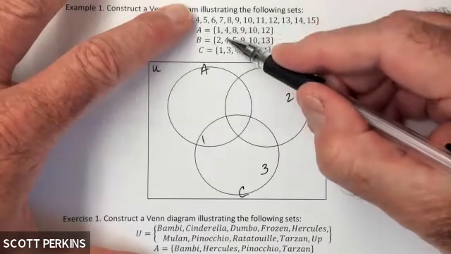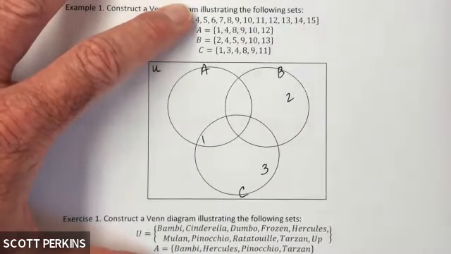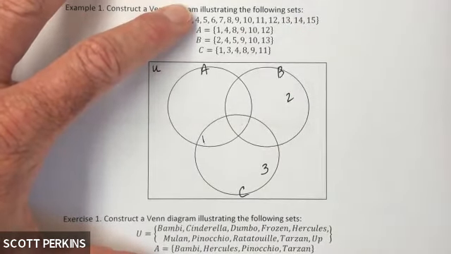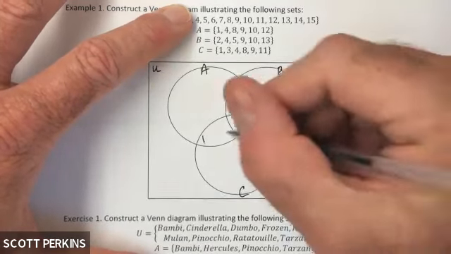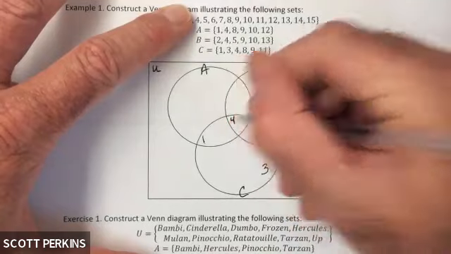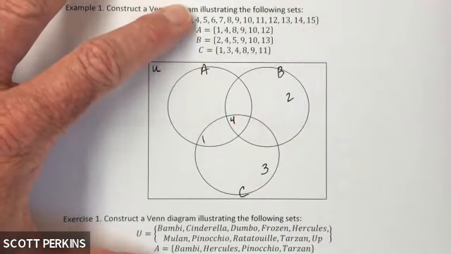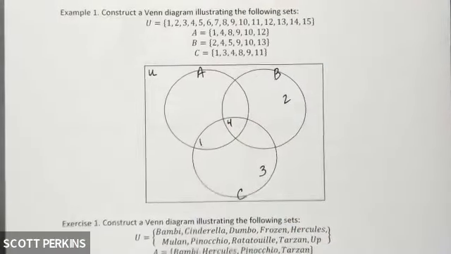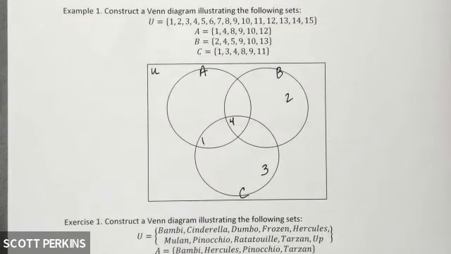The number 4 I see is in all of the sets, A, B, and C. So where's the number 4 going to go on my picture? Right there in the middle. Yeah, in that triangle looking thing. So I'm going to put the 4 right there. So finish out 5 through 15 for me. I'll give you a minute or 2 to do that.